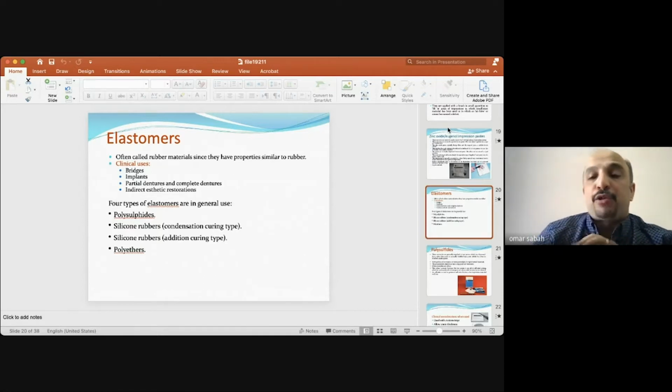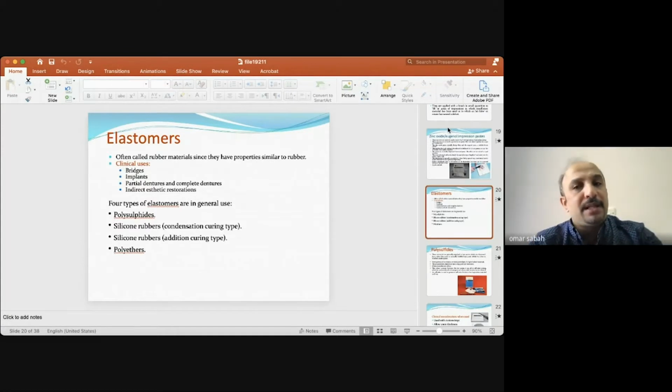Another elastomeric material, more commonly used nowadays clinically for bridges, implants, partial dentures, complete dentures, and indirect aesthetic restorations, includes polysulfides, silicone rubber, which is more commonly used now, with addition cure types, and polyethers. With silicone rubber you have different types, A and C, and you can use them according to the accuracy you need.